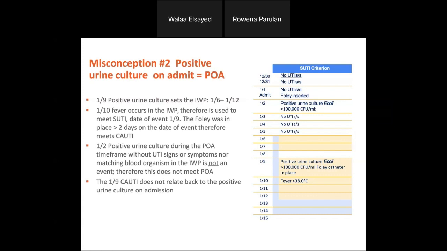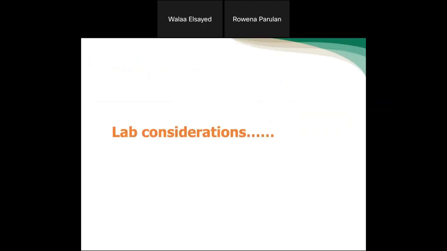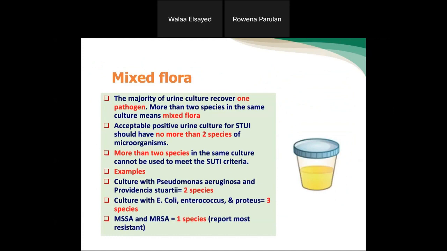This is further explanation of what we have discussed now. Just for the sake of lab considerations, the majority of urine cultures, as we all know, come back with more than one pathogen. More than two species are considered mixed flora, so the sample will not be taken into consideration for CAUTI surveillance.